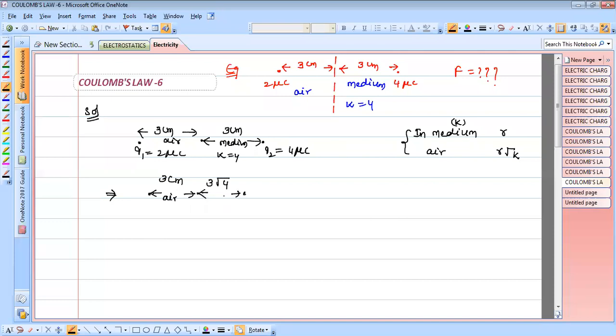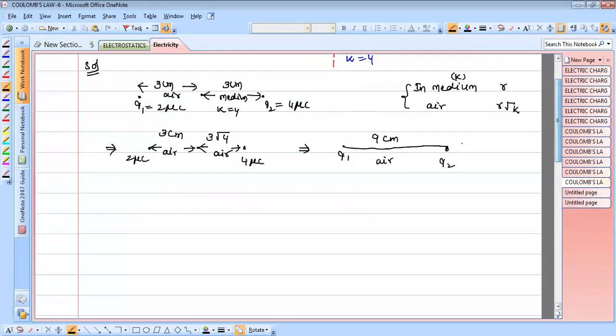If this part is also filled with air only, we replace the medium here. Q1 is 2 microcoulomb, Q2 is 4 microcoulomb. Now the distance becomes root 4 is 2, 2 3 is 6. Finally, the given scenario becomes the two charges, one 2 microcoulomb and the other 4 microcoulomb, separated by a distance of 9 centimeter. Because 3 into root 4 is 2, 3 is 6, plus 3, 9. That is completely filled with air.